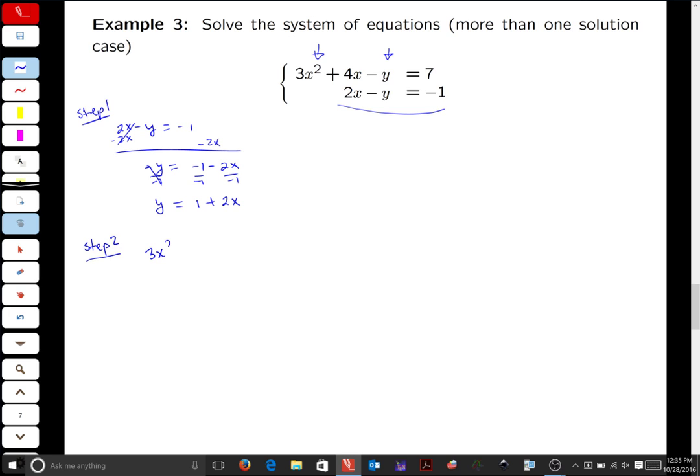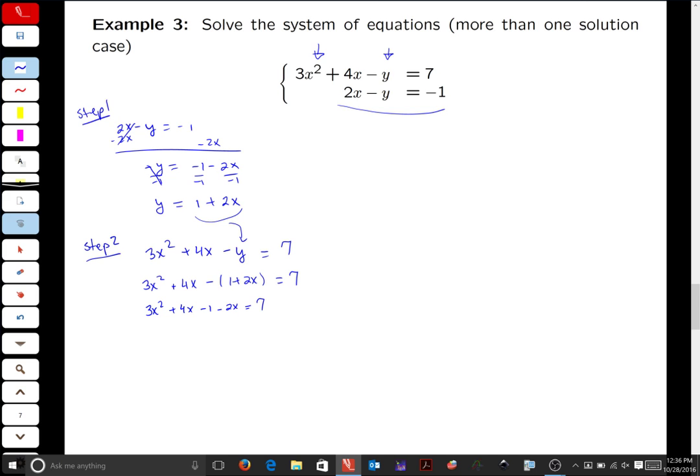The other equation is 3x squared plus 4x minus y is equal to 7. All of that is going to go in for y. Now be very careful when you do this that you don't lose this minus sign. So I'm going to put the y in parentheses. So I put parentheses around the 1 plus 2x because I have this minus right here that has to go with everything. So then I have to distribute that minus sign through that parentheses. And we have 3x squared plus 4x minus 1 minus 2x is equal to 7.